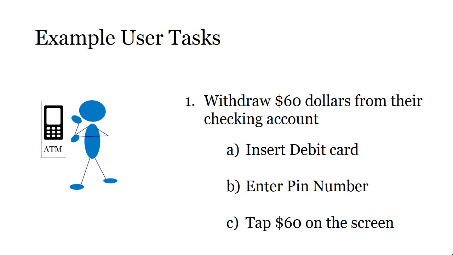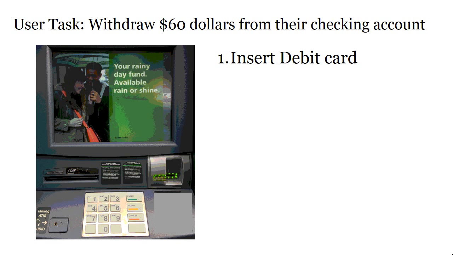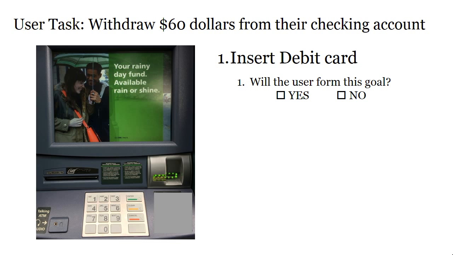So let's play this out in a scenario. We have our ATM interface on the left there, and we're going to start with inserting a debit card. We're going to ask 4 questions for each action. The first is, will the user form their goal? And we're going to assume that our user has received his debit card in the mail that says go to your nearest ATM to activate your card. So we'll say yes, he has the goal of inserting his debit card.